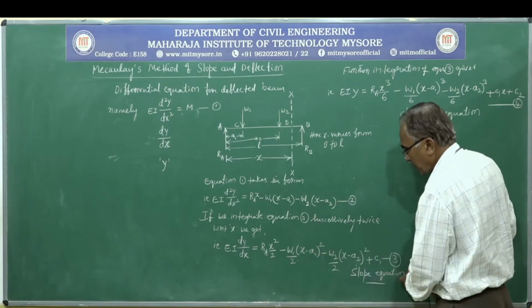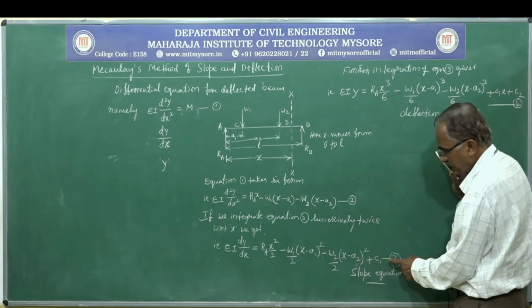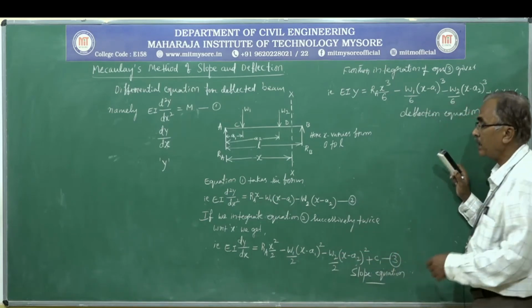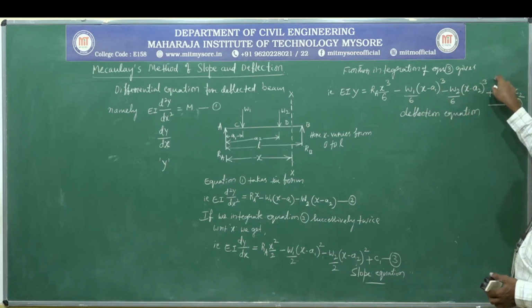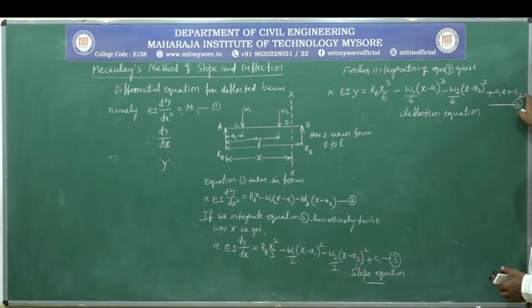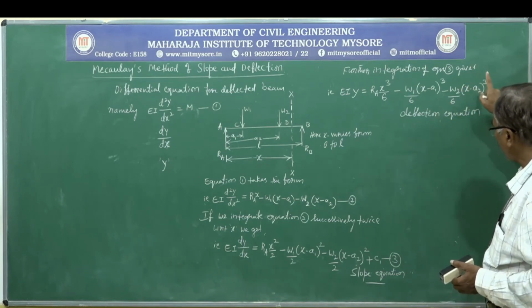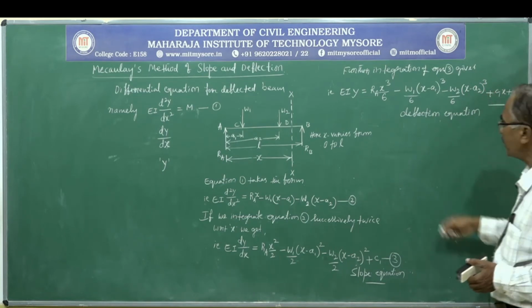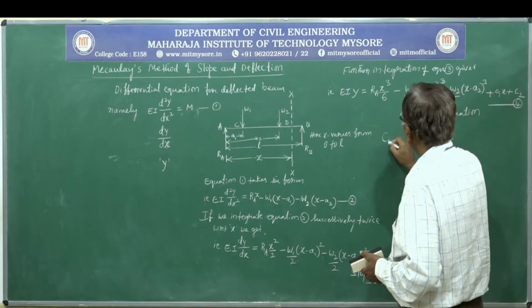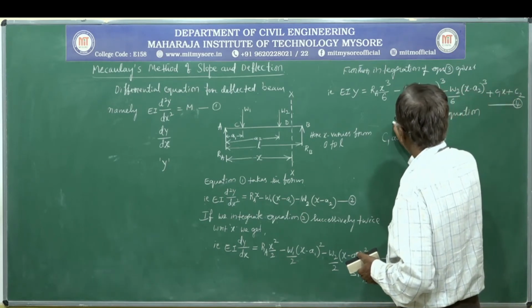2 more equations. This is the slope equation containing the added constant c1, and further integration we got equation 4, and this equation consists of 1 more constant again. Earlier we introduced 1 constant, further 1 more constant we introduced here. It is c1 and c2. So in equations 3 and 4 you can see c1 and c2.